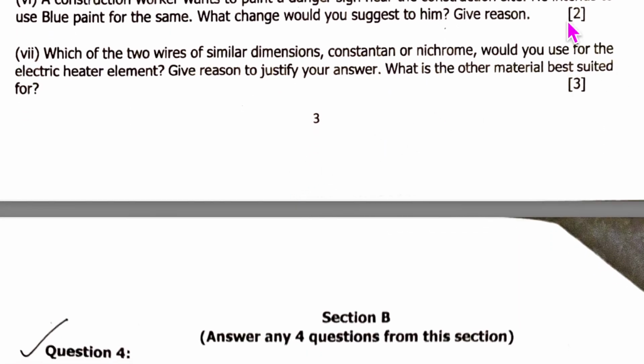Which of the two wires of similar dimensions, constantan, nichrome, would you use for electric heater element? Now for the heater, my main job is to get heating effect. So I should use something that will have its resistivity increasing with temperature. Now constantan has resistivity remains unchanged, right? And nichrome, the resistivity increases with increase in temperature, correct? Come on, if you've forgotten, open that page. Tell me which page.